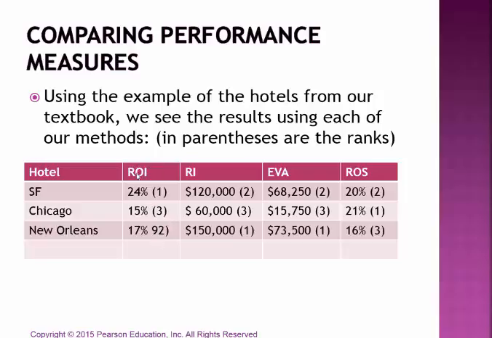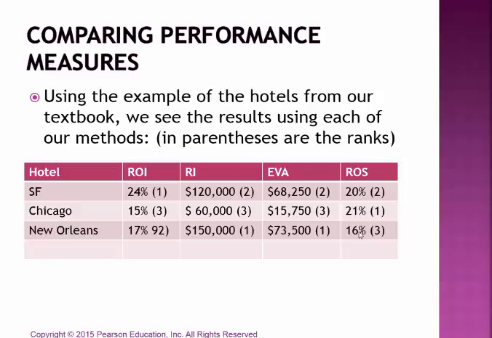So again, return on investment, the higher the better. 24% is the highest, 15% is the lowest. Our residual income, notice that all three of these are positive numbers. 150,000 is the highest, 60,000 is the lowest. Our economic value added, or EVA, 73,000 is the highest, 15,000 is the lowest. And then return on sales, the highest, first place, 21%, our lowest, 16%.